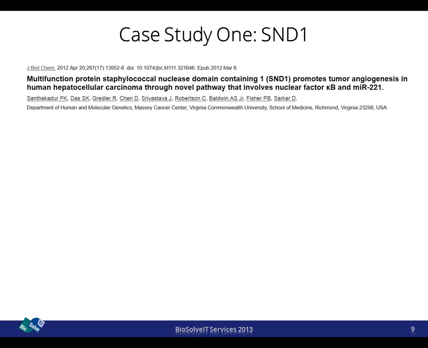What I wanted to do was make this a bit more real world. So I decided to build up this pretend case study where this academic group have discovered that this protein SND1 promotes tumor angiogenesis in some hepatocellular carcinoma, and use this as a basis for how we might go about building a project.